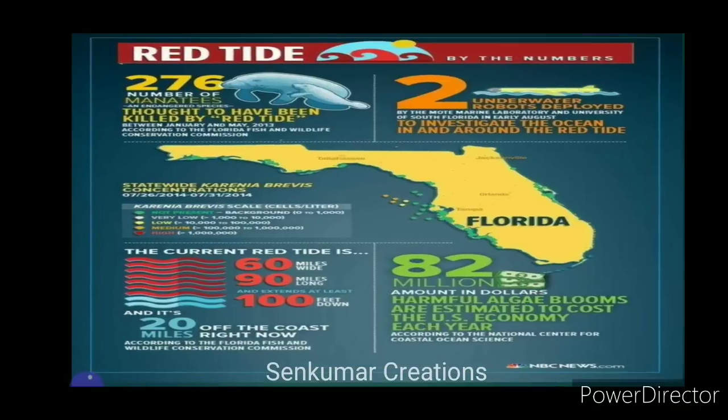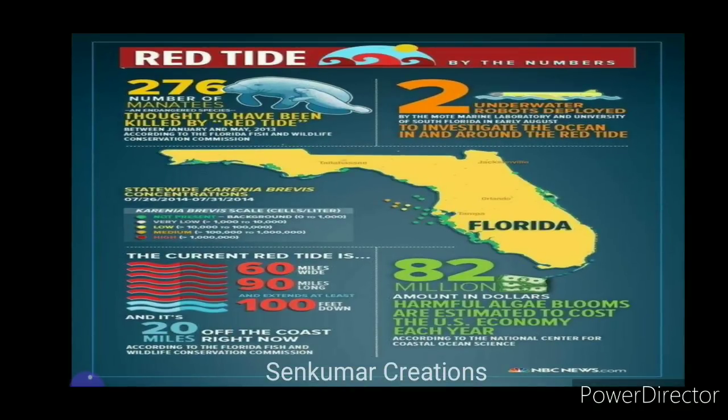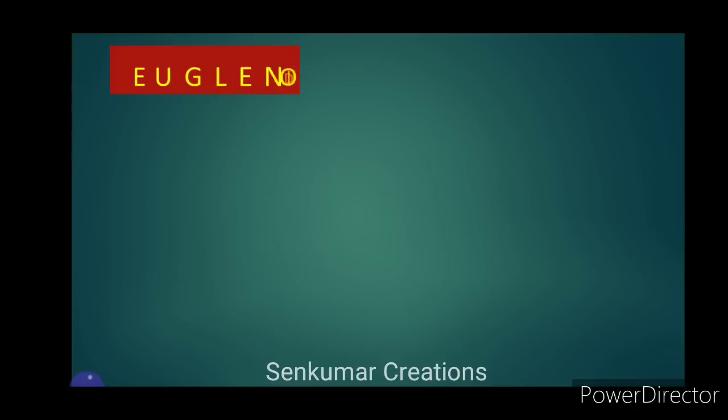So you can see here the red tide. I have just told you about the effect of red tide in the ocean in some parts of the world. You can see the United States of America, the location of Florida. You can read this data clearly. Next, the last one we have to see is the euglenoids, the third group.